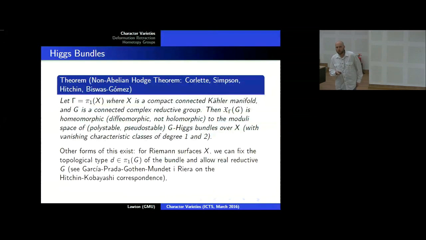Other forms exist. In particular, if you look at the example of Riemann surfaces, this is morally because of the vanishing characteristic classes, like a flatness condition. But if you want different topological types on the underlying holomorphic G bundle, then you can fix topological types and get a version of this theorem with different topological types of the Higgs bundle. If you want to learn more about that, look at work by Garcia Prada, Goffin, and Mundet i Riera.